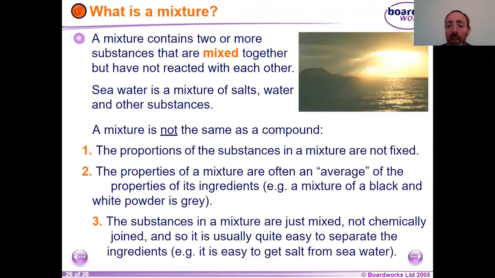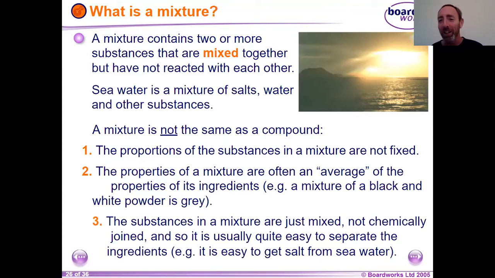The substances in a mixture are just mixed, not chemically joined, so it is usually quite easy to separate the ingredients. For example, we can get salt from seawater. I'm sure you'd be able to tell me straight away how you could do that. I get some seawater, I put it in an evaporating dish, I put it on a nice warm windowsill, and leave it for a couple of days.